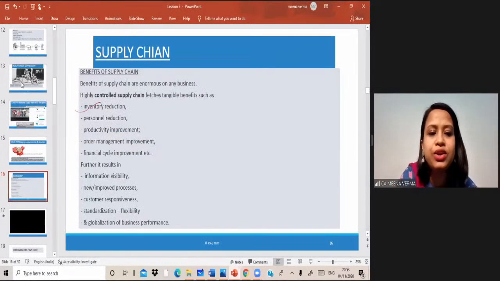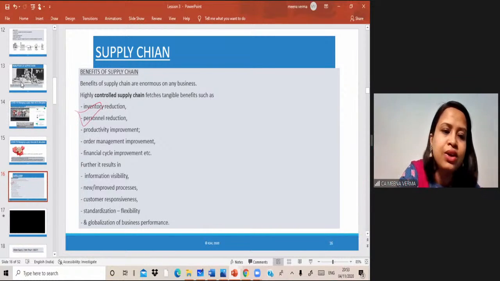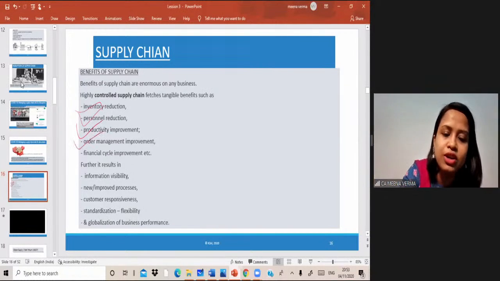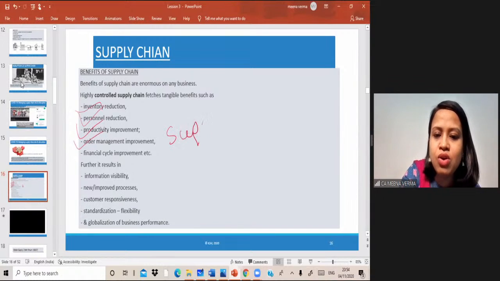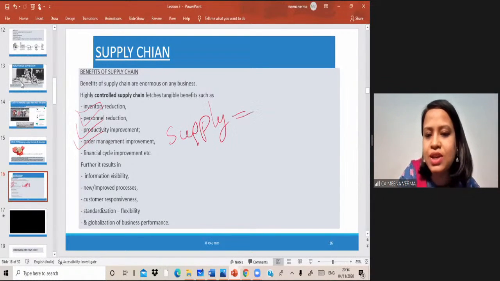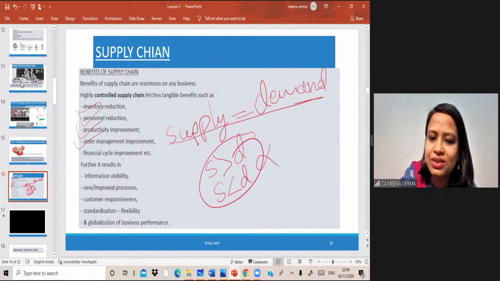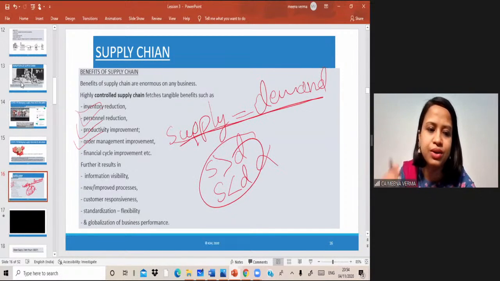This will help you to reduce the inventory, and we know that we want to reduce inventory. This will help you to reduce the labor cost. This will improve the productivity of the business organization. Order management means we always want supply to equal demand. We don't want a situation where sales are higher than demand, or sales are less than demand. We always want to maintain the situation where supply equals demand.